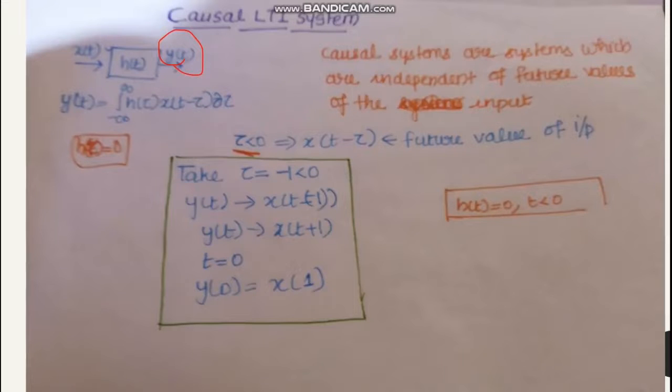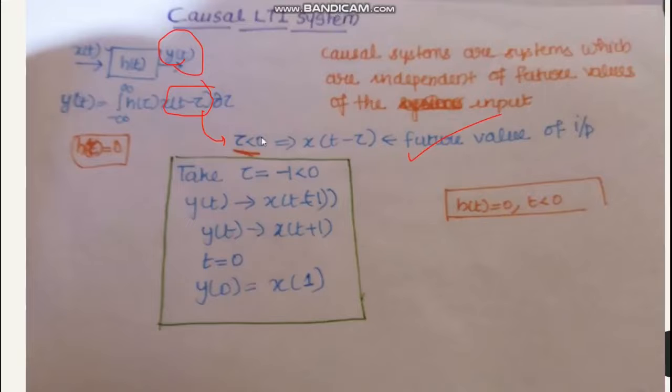A causal system is a system which is independent of the future values of the input. In other words, causal systems are systems which only depend upon the present and past values of the input. Consider this term, x of t minus tau, where tau is less than 0. When tau is less than 0, you can say that our system will depend on the future value of the input. Now how is this possible?